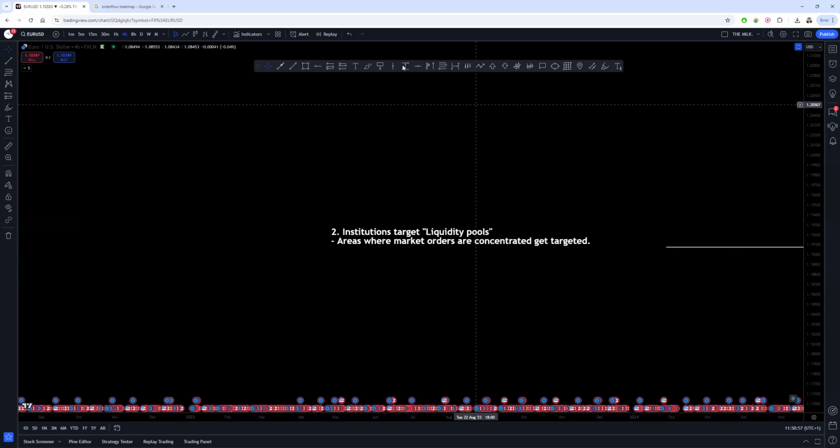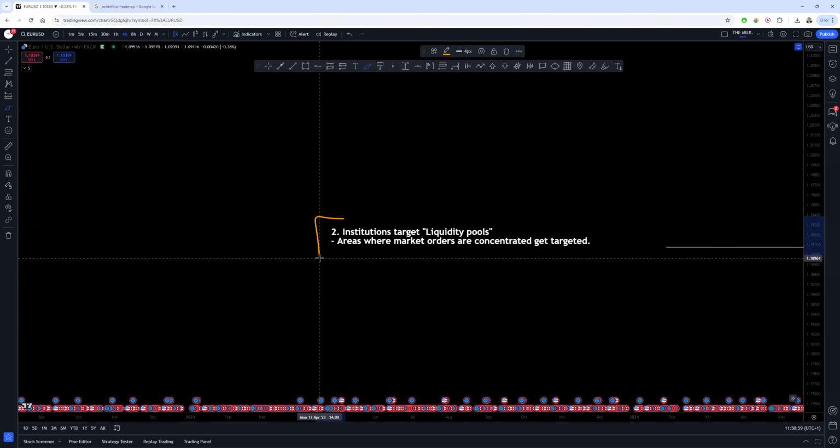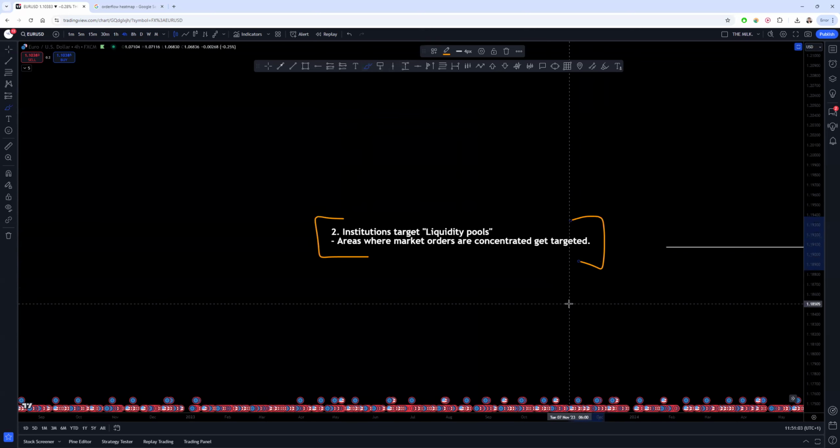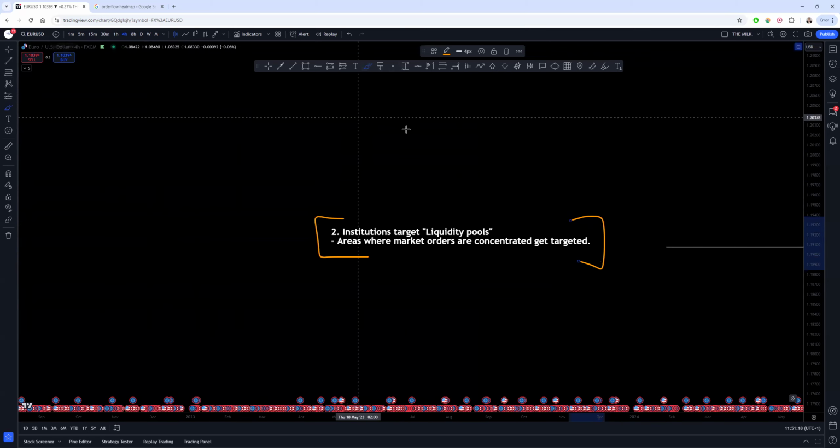Institutions target liquidity pools. So as I just mentioned, it's the idea that there are these areas in price where market orders are concentrated, and they get specifically targeted by institutions with the sole purpose of getting your money or getting your stop loss. This shows just the most overwhelmingly simple view of the market. It's actually a little bit embarrassing.